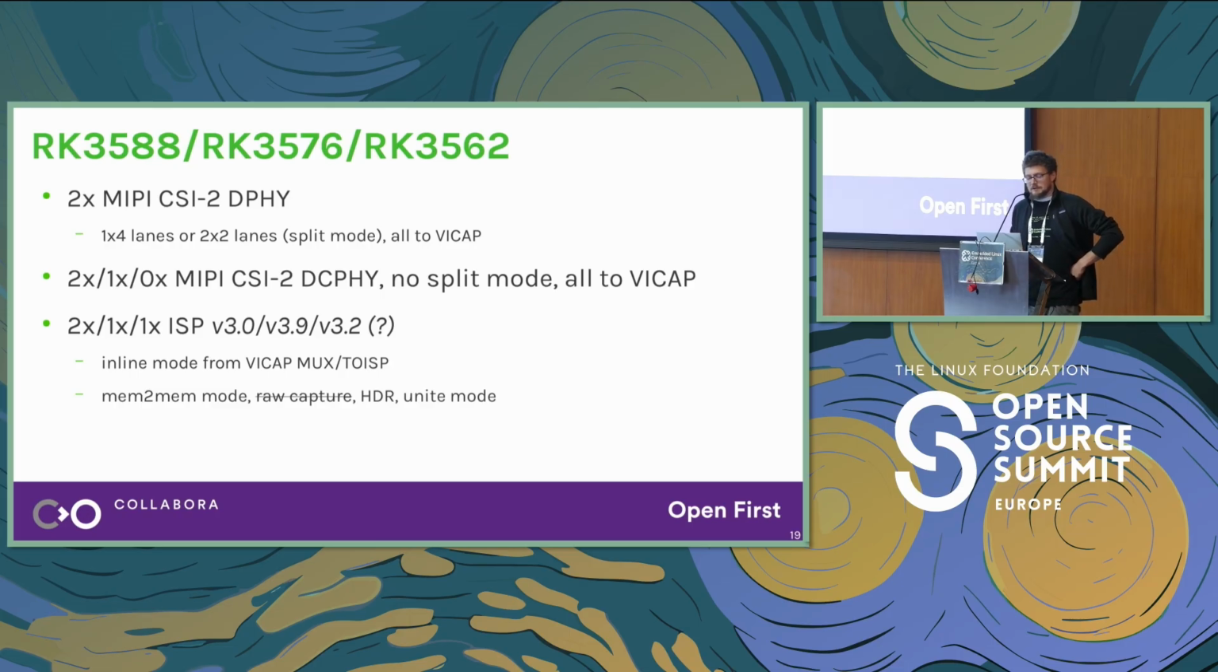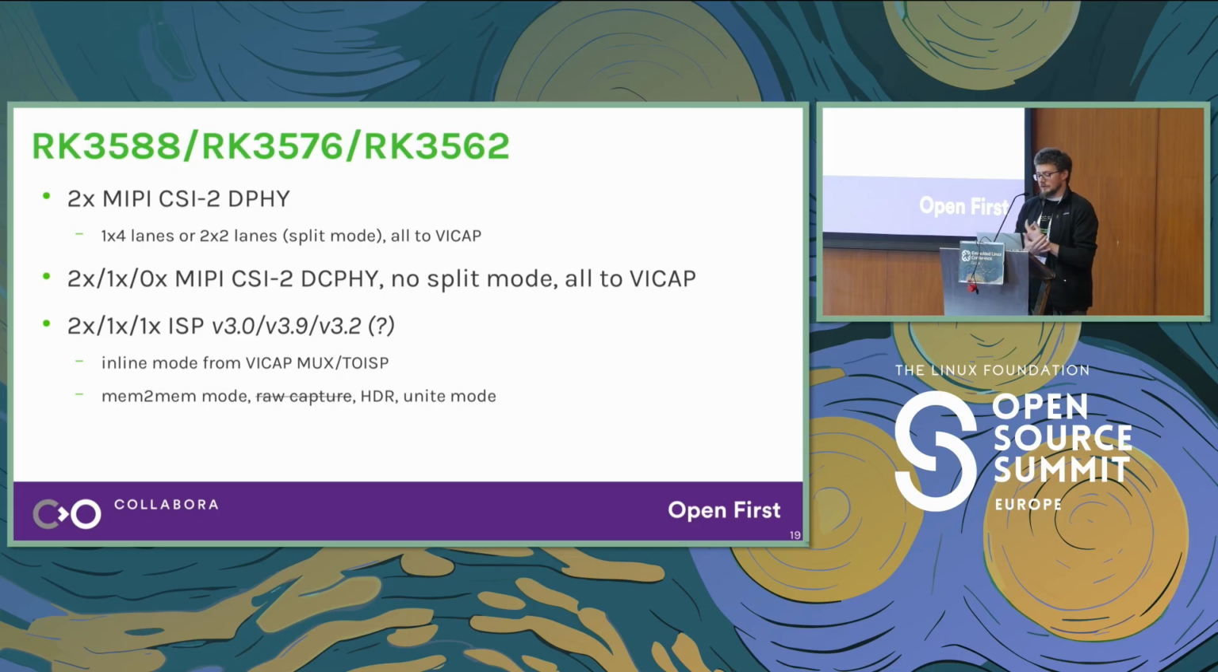They have in common that they all feature the inline mode, of course, this time with the data from the VCAP MUX. But they also feature the memory-to-memory mode. The raw capture is not there because you have the chance to capture directly from the VCAP.